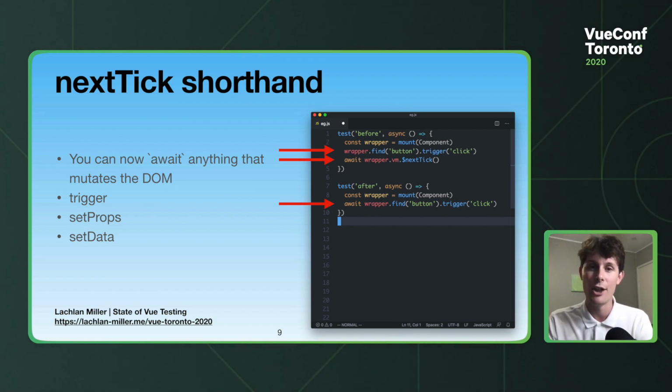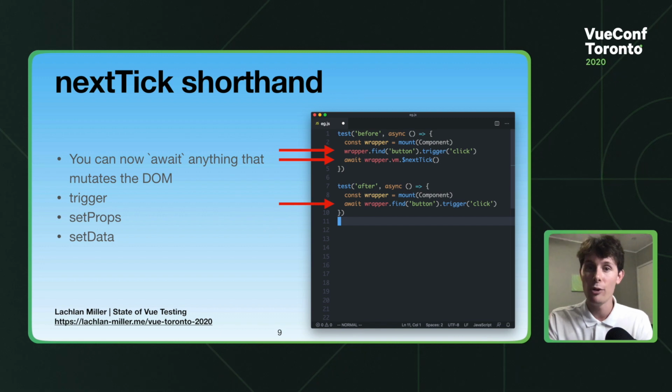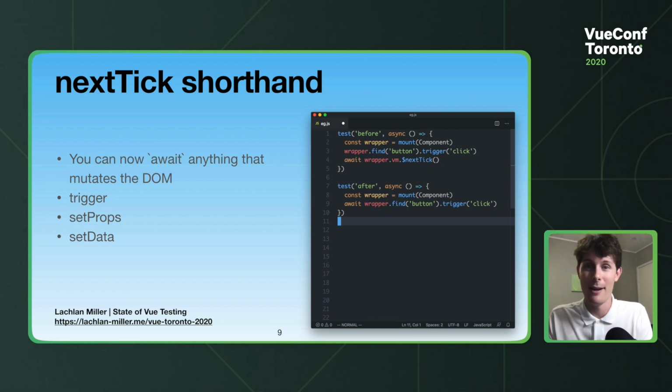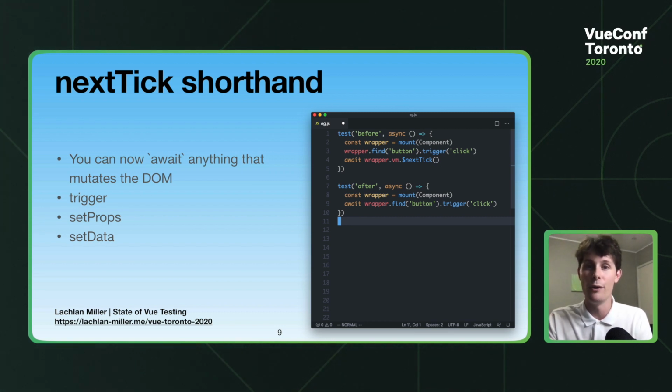What's happening here is trigger is going to return a reference to next tick. So when you await for trigger, it's going to then await for next tick as well. You're able to call await on anything that would update the DOM. For example, the set props, set data, or trigger method in Vue Test Utils. So this is one improvement we've made to the new version of Vue Test Utils for Vue 3, and this has also been backported to Vue Test Utils for Vue 2. So you're able to start using this new improvement right now.